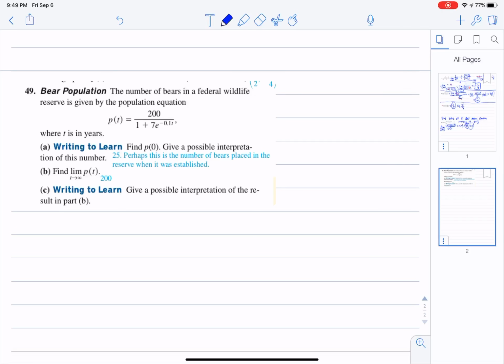And for finding the limit as t goes to infinity of this function, it's basically just letting this whole 7e term go to 0, and it's just 200 over 1, because as e to the negative of something, as t goes to infinity, here it's basically like 1 over infinity, which just goes to 0. So this whole term right there just essentially goes to 0, and it ends up being 200.